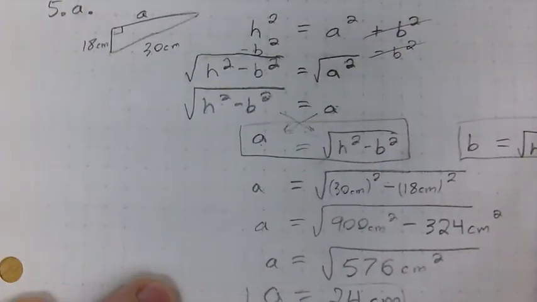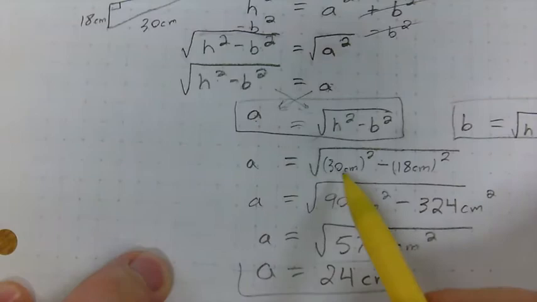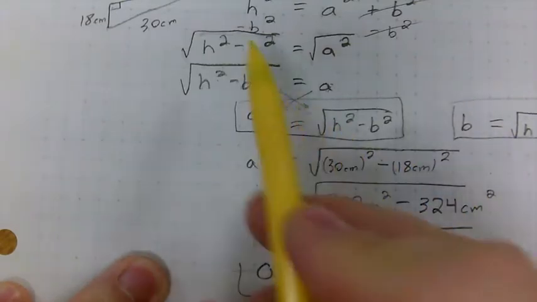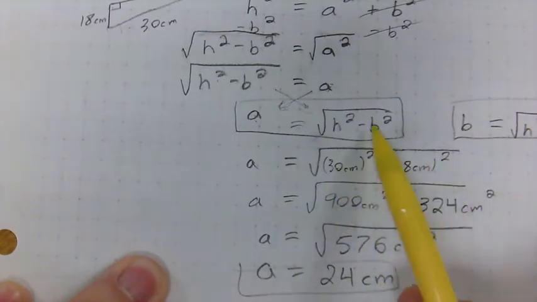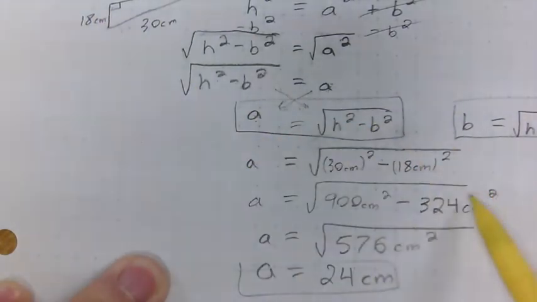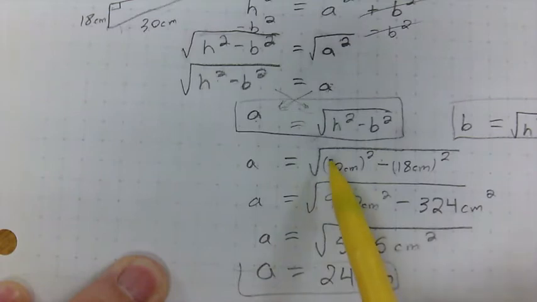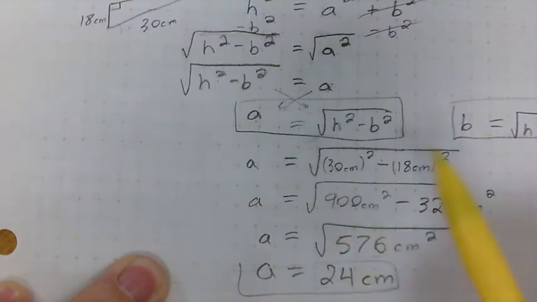So now that we have that, we can just put in these numbers here. Where h is, we're going to put what h is. H is 30 centimeters. Where b is, we're going to put in 18 centimeters. And then we're just going to calculate it out. 30 times 30 is 900. 18 times 18 is 324. 900 subtract 324 is 576.